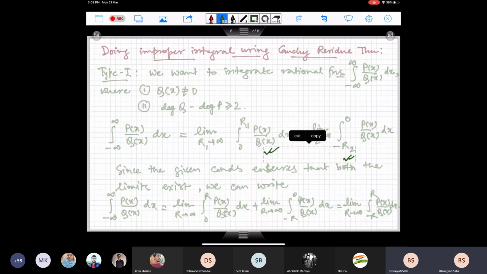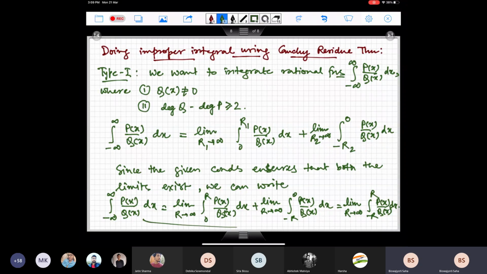Okay, so remember one thing, that this formula is not the definition. This comes out due to the conditions that I am imposing. So that's not the definition. The definition is this one, the improper integral definition. But since here the conditions ensure that I am going to get convergence, I can write like this. Right. So this is the formula I am going to work with.